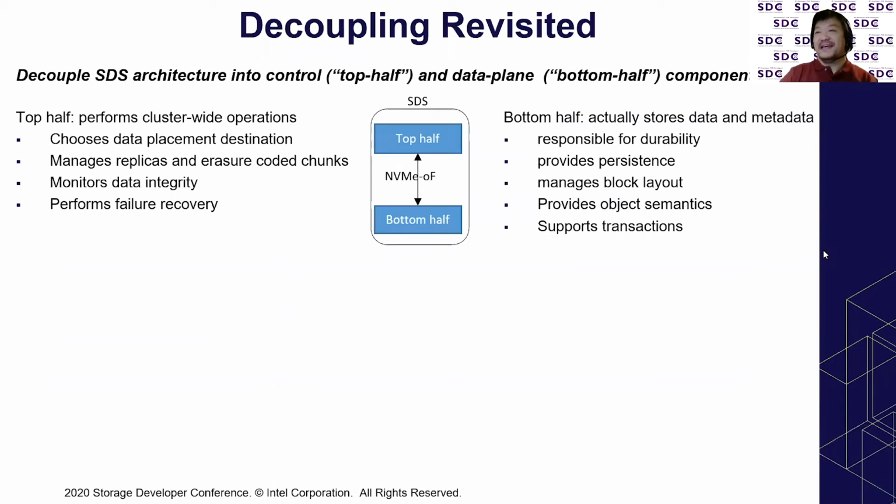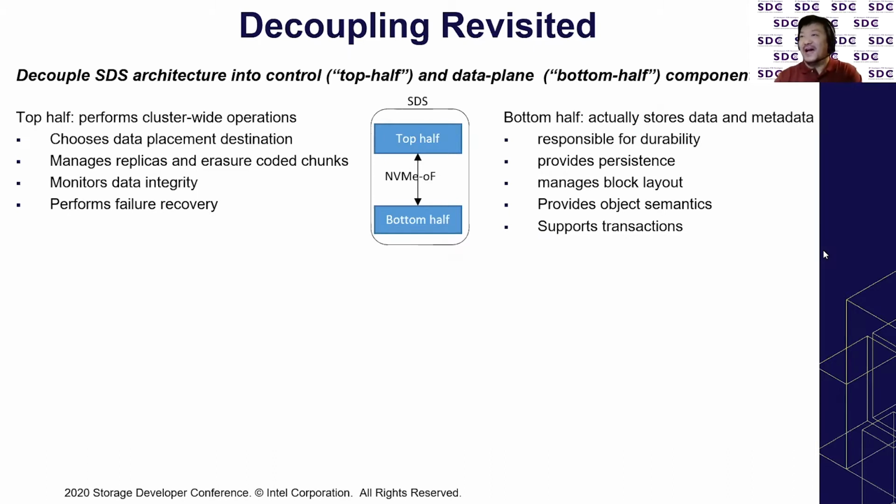So we believe decoupling will help design the SDS towards a direction that will satisfy the agility needs that Arun described earlier. But before we go into that, let's briefly revisit what we have done in the current decoupled architecture work that we presented in the previous SDC talk. In our decoupled SDS architecture, we separate the control plane, which is the top half, from the data plane, which is the bottom half.